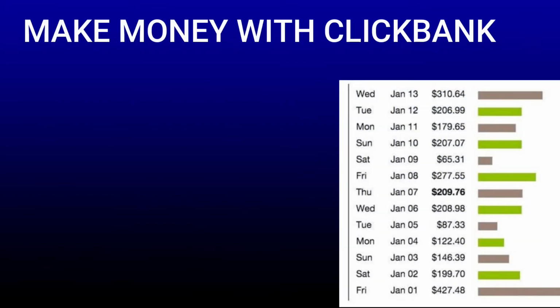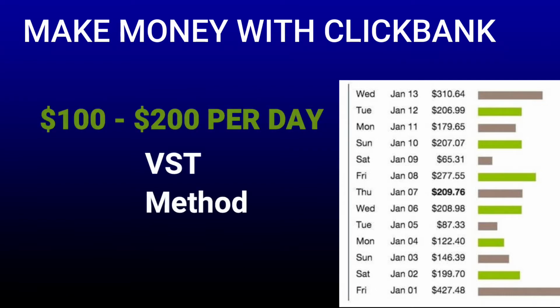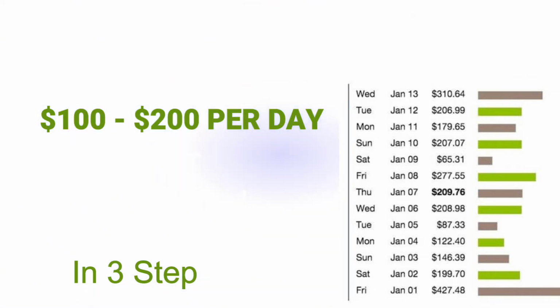In today's video, I have something exclusive for you where I'm going to show you how you can make money on ClickBank as an affiliate marketer. So in this video, I'll be showing you how to make $100 to $200 per day using my VST method. And this video is going to be a 3-step process as following.